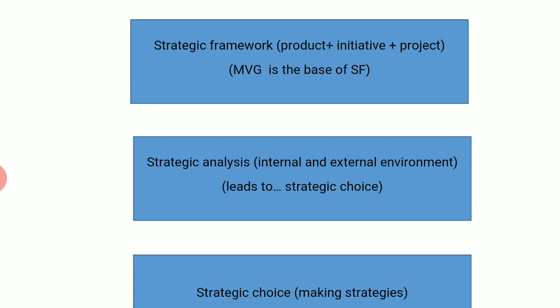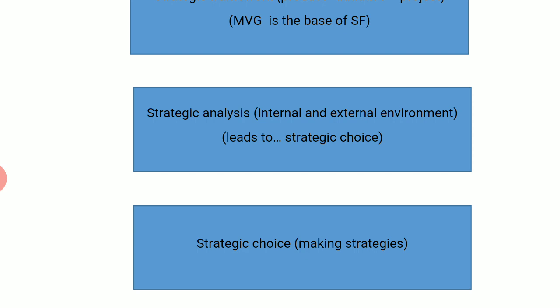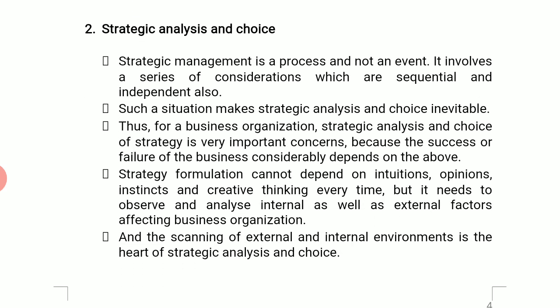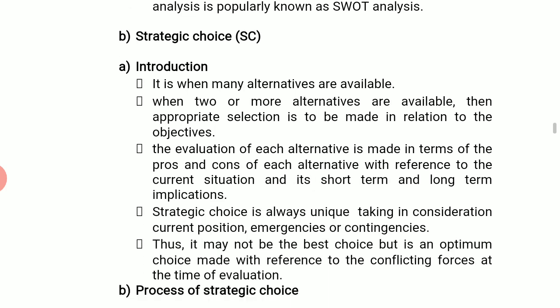That is the structure. Then if you want to get that, we have to do the strategic analysis. When we take up the strategic analysis, it is the internal and external environment that is to be studied, which leads to strategic choice, right? What is strategic choice? We can say strategic choice is making the correct decision, or selecting the correct strategies out of the alternatives available to us. That is what is said to be strategic choice.